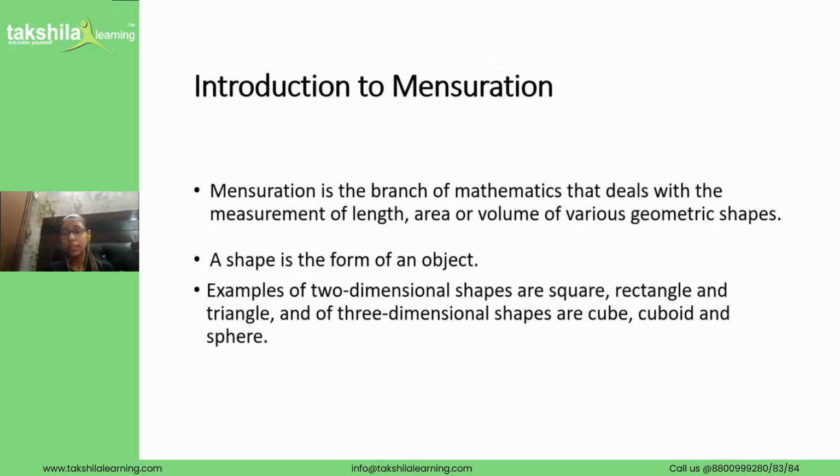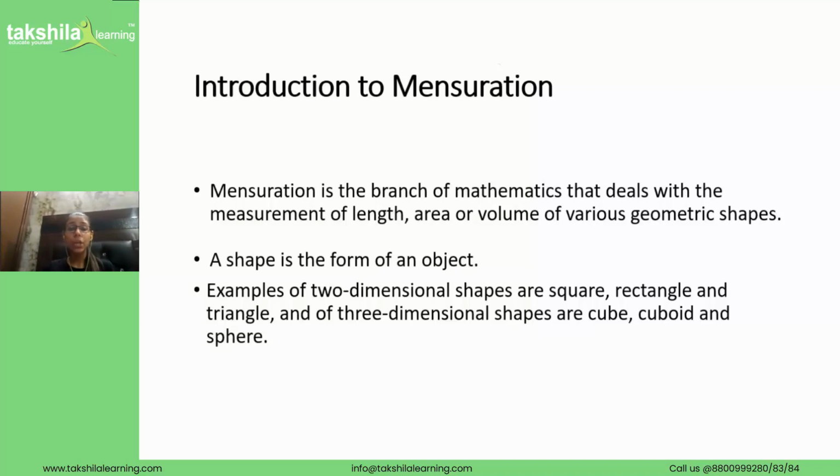Now what is a shape? Any guesses? So as we all know, a shape is a form of an object. For example, a square, a rectangle, a triangle, these are our 2D shapes, which means two-dimensional shapes. And if we talk about three-dimensional shapes, they are cube, cuboid, and sphere.